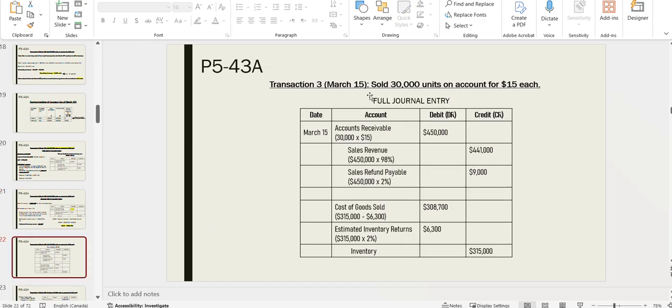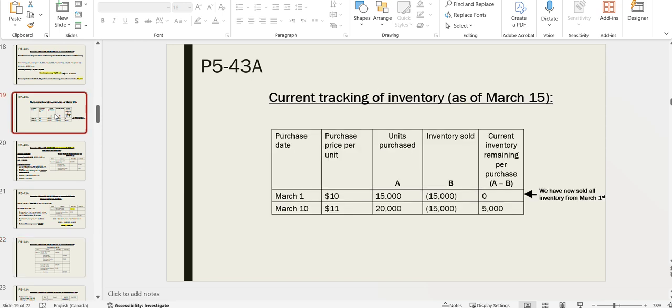So the total journal entries for transaction 3 is here. We used the price of items sold, which is the same for all items, to calculate our revenue, but those different numbers, you can see it here, are used to calculate cost of goods sold.